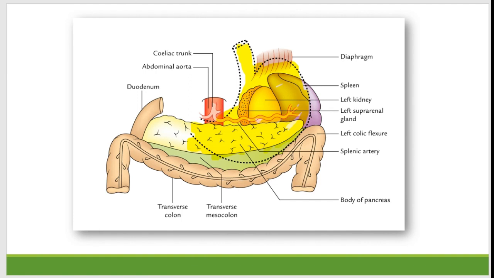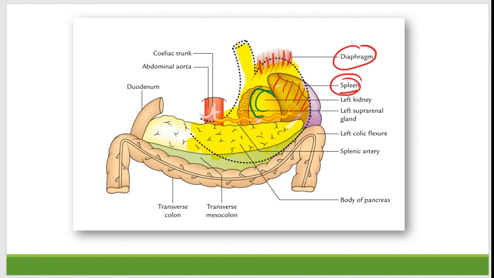So basically our first part is the diaphragm. Here we can appreciate the diaphragm. The diaphragm is present in the posterior relation of the stomach. Next is the spleen. The spleen is also present in the posterior relation of the stomach, so this is the spleen. And next you can see the kidney. Which kidney? The left kidney. Since the stomach is situated in the left part of the abdomen, it is related to the left kidney.